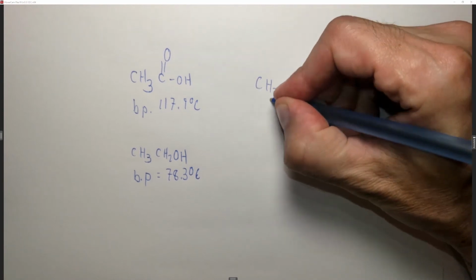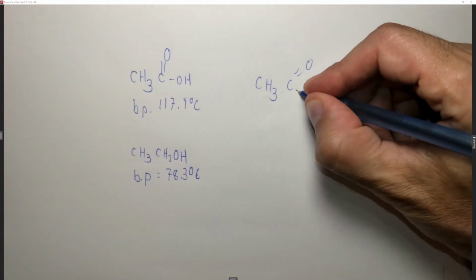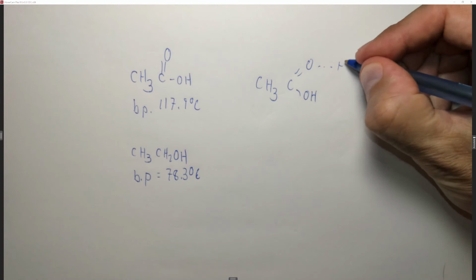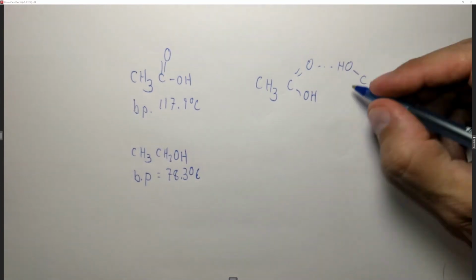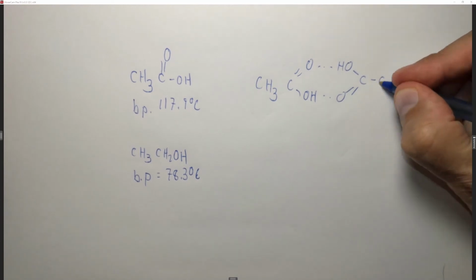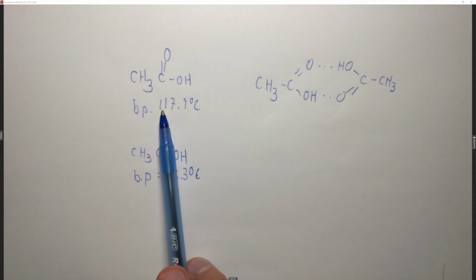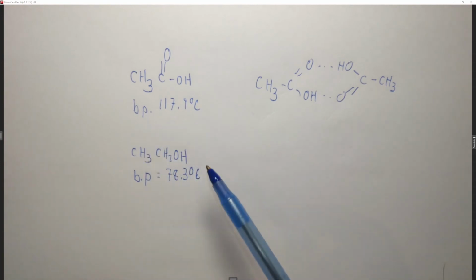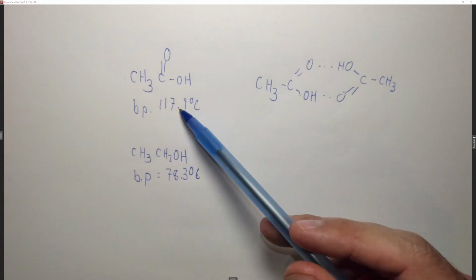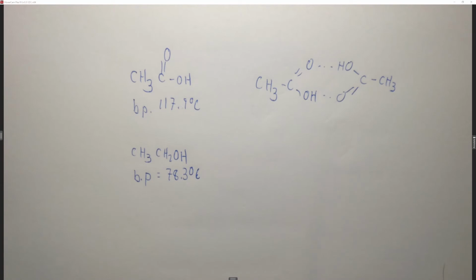So what you end up with is a CH3, C double bond O, OH interacting with another acetic acid like so. And this dimerization can cause a massive change in the boiling point. So you can see here, it's almost 40 degrees higher for this one than this one. And this dimerization is what is responsible for that.